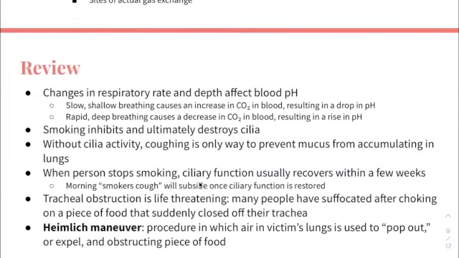So those changes in respiratory rate and depth affect your blood pH. If you're going to breathe slow and shallow, it's going to increase carbon dioxide, and pH will drop. Rapid deep breathing will decrease carbon dioxide and pH will rise.